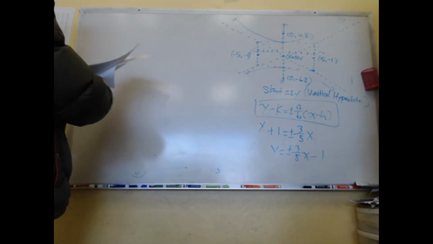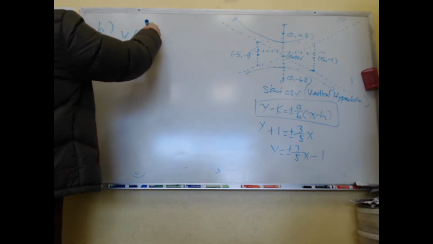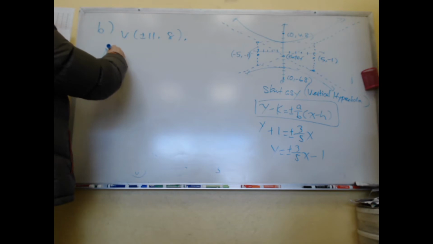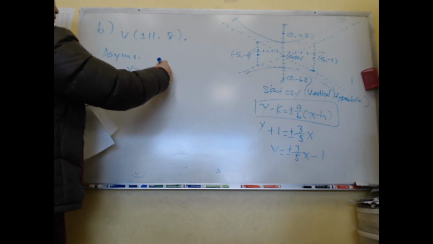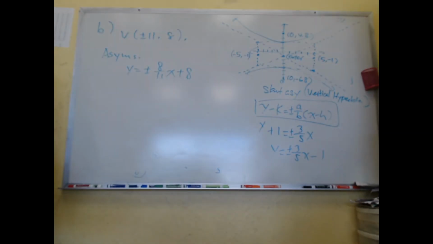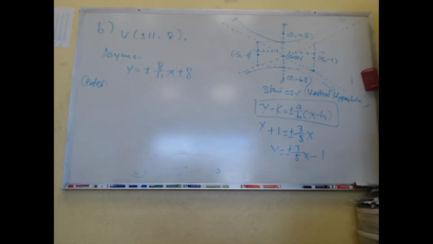So what are those two slant asymptotes here? Well, here's what we got for the vertices, and asymptotes: we have plus minus a over 11 x, and then plus 8. So is there anything we should start with first? Should we find the center? Now, how do you find the center? Anyone? Any thoughts?